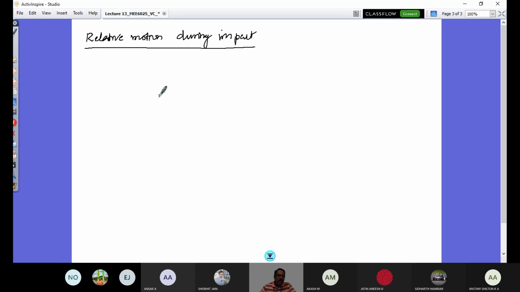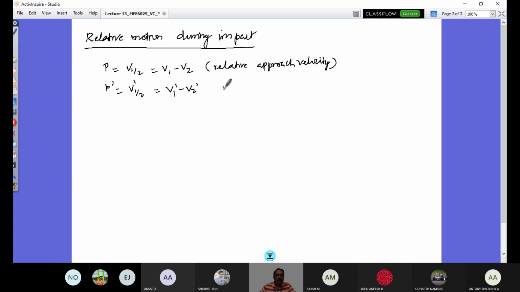So let's look at now my P is V12, which is equal to V1 minus V2. So this is the relative approach velocity. And P dash is V12 dash. Otherwise, it is V1 dash minus V2 dash. So that is the relative separation velocity.